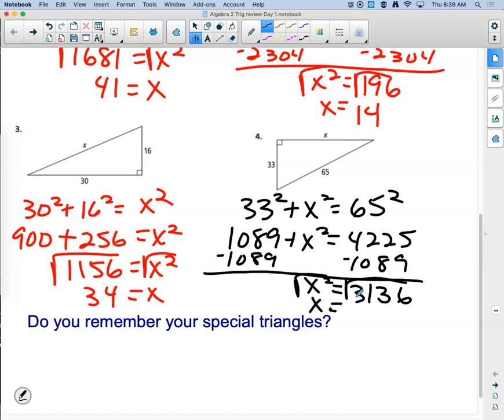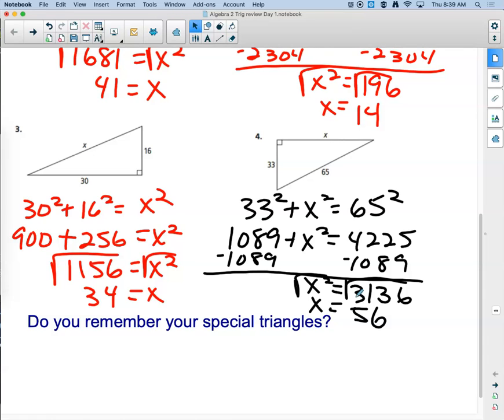And I'm guessing some of you already took the square root on that one. What'd you get? 56. All right, so we're not going to let those scare us on either of those tests, right? Going to be able to do the Pythagorean theorem?